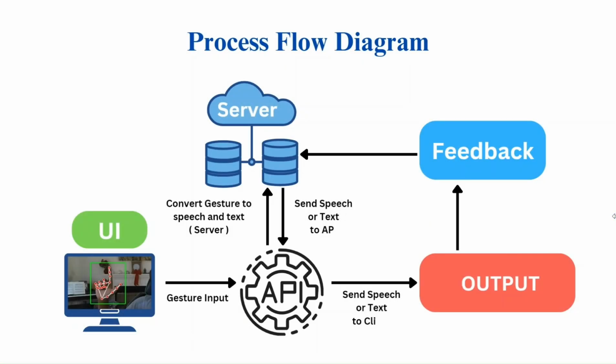Let's dive into the technological workflow of our project. First one is website functionality. Users will access our platform via an intuitive website designed to be user-friendly and accessible on mobiles and laptops. The process flow diagram illustrates the steps involved in converting gestures into speech or text using an API. Here is a breakdown of the process.